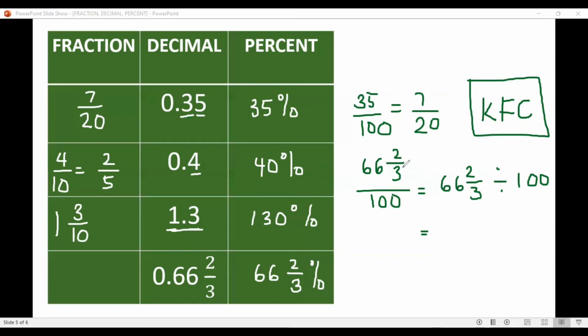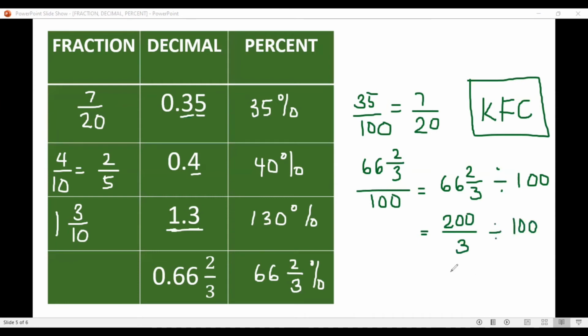That is also one topic that we already had. So 66 and 2/3 will have to be changed into its improper form. So multiplying 3 times 66, that gives an answer of 198. Plus the 2 is 200. So the improper form of this is 200 all over 3. And again, we are dividing that by 100.